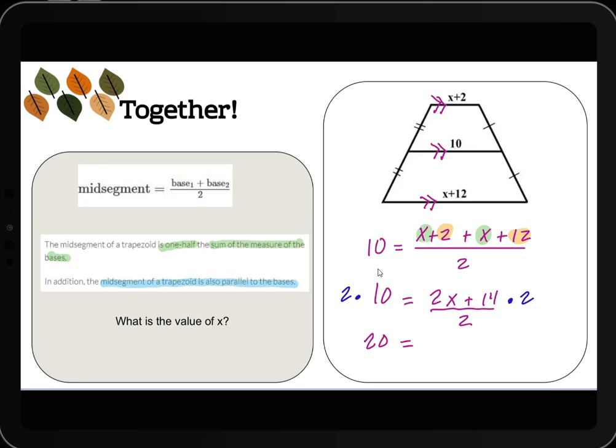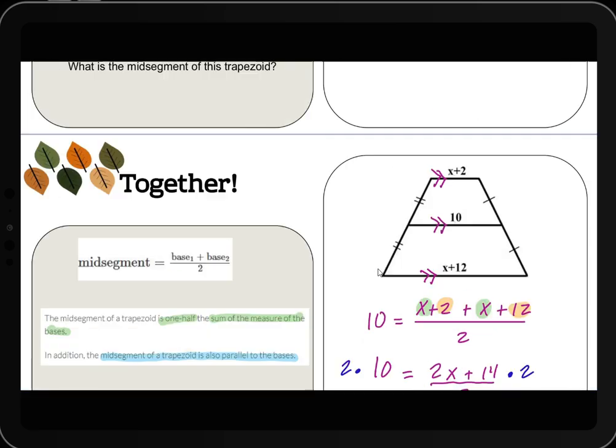And we get 20, and we get 2x plus 14. Now I can subtract 14 on both sides. That allows me to say 6 equals 2x. And if 6 equals 2x, we can divide both sides by 2. And so now I get 3 is equal to x. So x is going to equal 3 in this case. That's an example of applying the mid-segment rule.